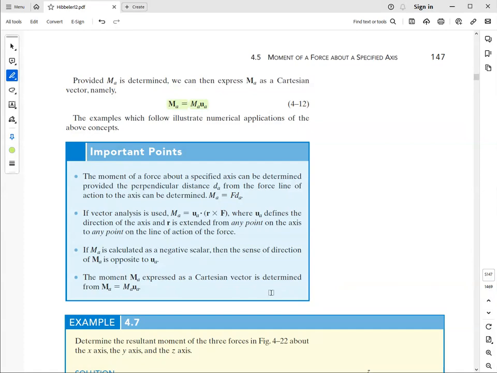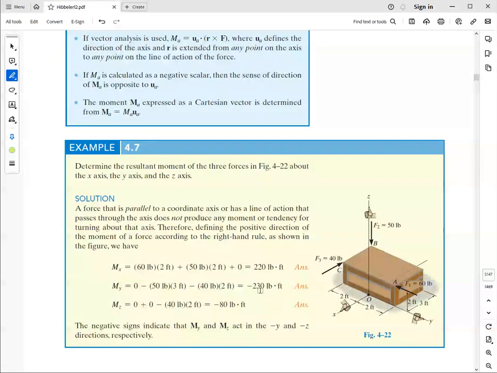All right, so this is for now. One thing to remember, it's explained here in this sample problem. We have three forces, F1, F2, and F3, and a reference frame. If a force is parallel with an axis of the coordinate system, it produces no moment about that axis. And if it intersects an axis, it likewise produces no moment.